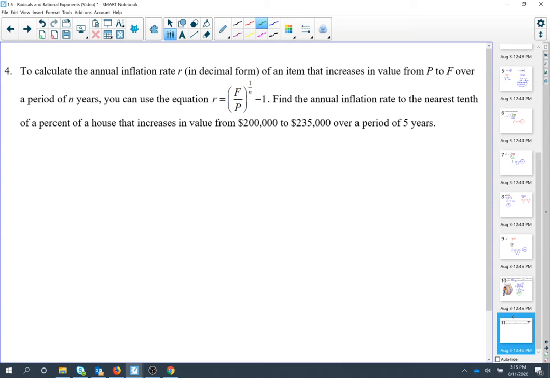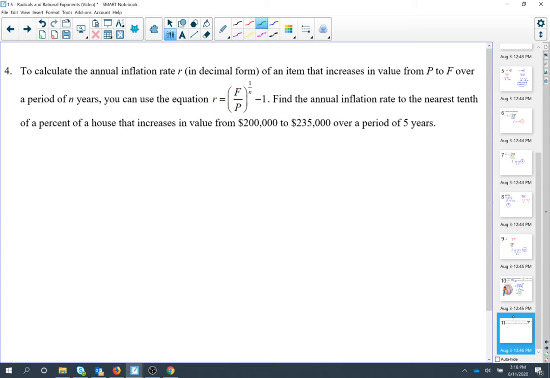Example number 4. To calculate the annual inflation rate R in decimal form of an item that increases in value from P to F over a period of n years, you can use the equation R equals the quantity F divided by P to the 1/nth power minus 1. Find the annual inflation rate to the nearest 0.1% of a house that increases in value from 200,000 to 235,000 over a period of 5 years.